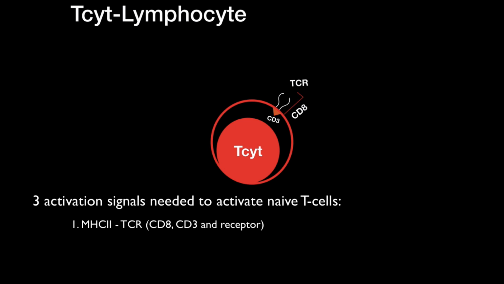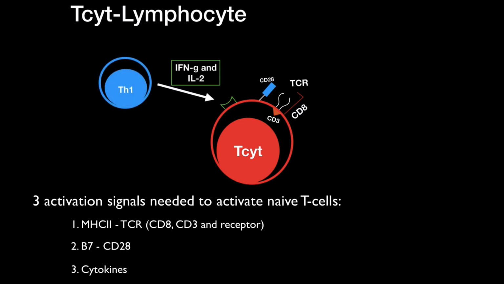So anyways, T cell receptor with CD8, and it also has CD3 for inducing a signal to the cell after it binds. So that is the first signal. It also expresses CD28 so that it can bind to B7 for the second activation signal. The third activation signal involves receiving interferon gamma and interleukin 2 from an active T helper cell 1.